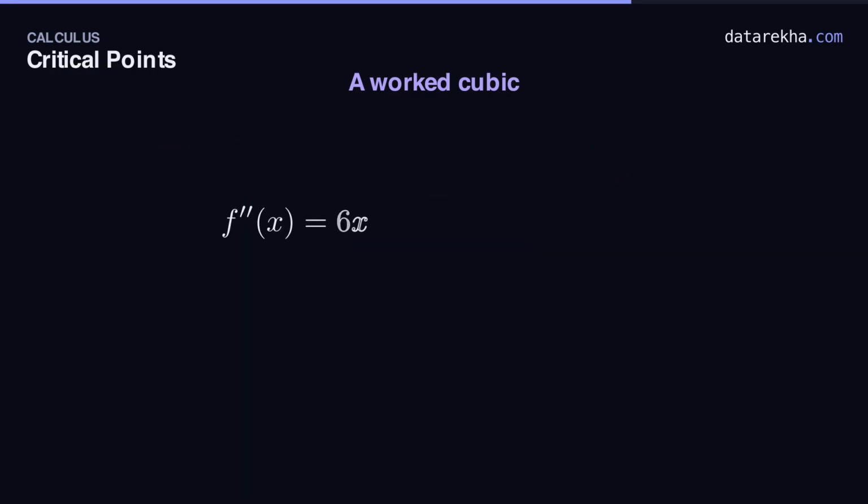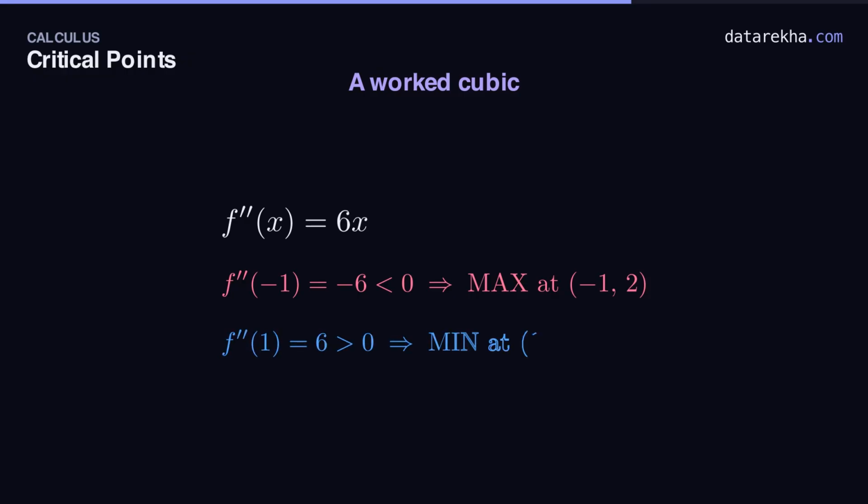Cross-check with the second derivative, 6x. At minus 1, it's minus 6, negative. Concave down, confirming the maximum. The height? Minus 1 plus 3 is 2. The peak is at minus 1, 2. At plus 1, it's 6. Positive, concave up, confirming the minimum. The height? 1 minus 3 is minus 2. The valley is at 1, minus 2.